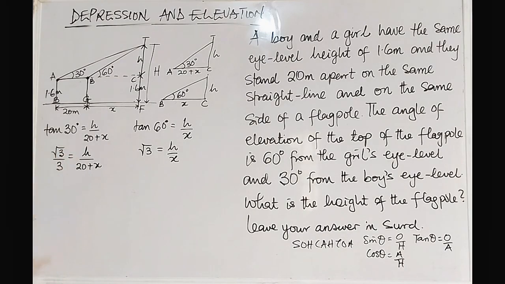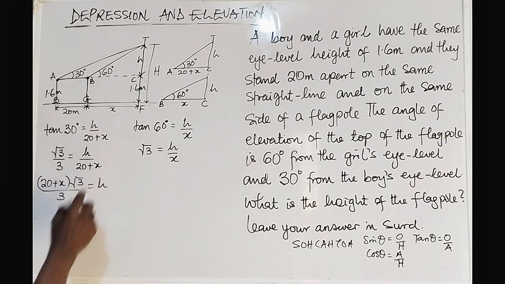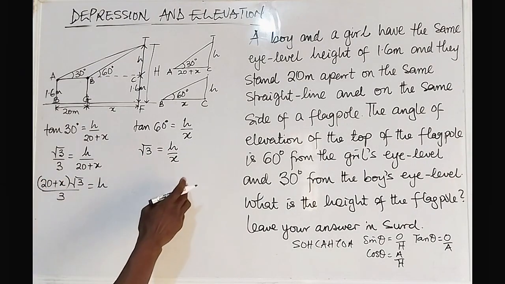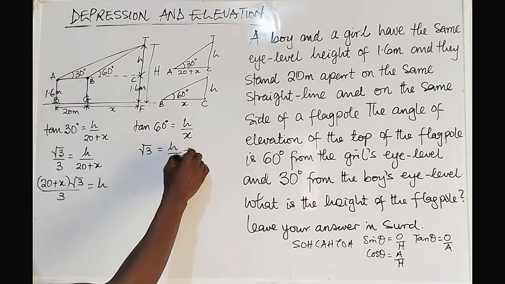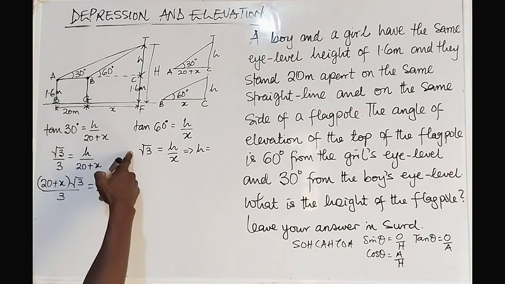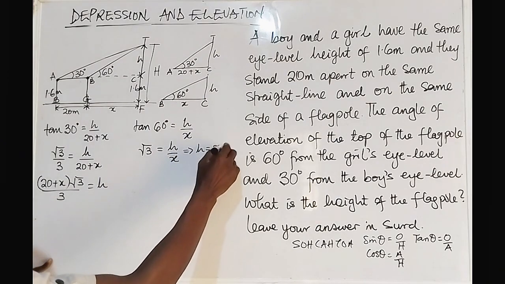Let's make H the subject of the formula here. You get to have 20 plus X, then into root 3 all over 3 equals H. And for here, making H the subject of the formula, when we cross multiply, this will give us that H equals X times root 3, which gives X root 3.